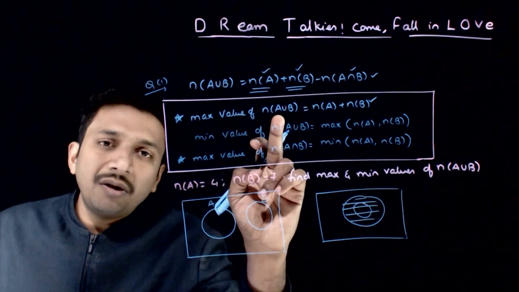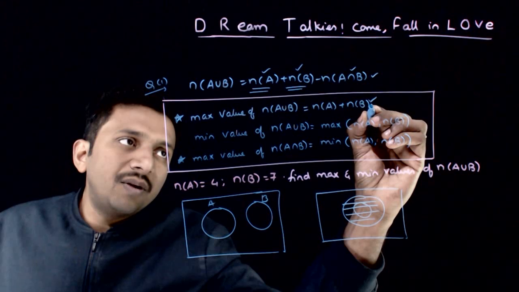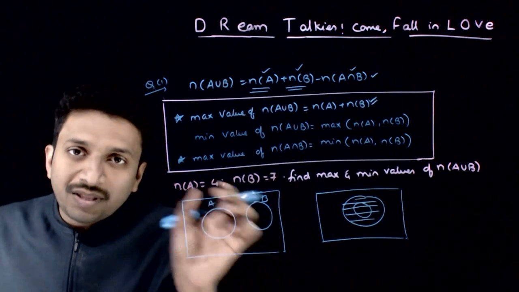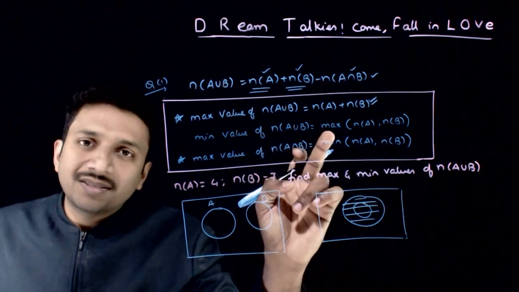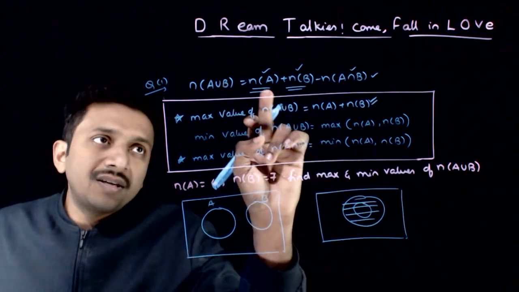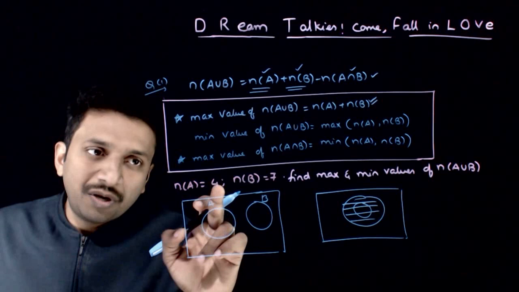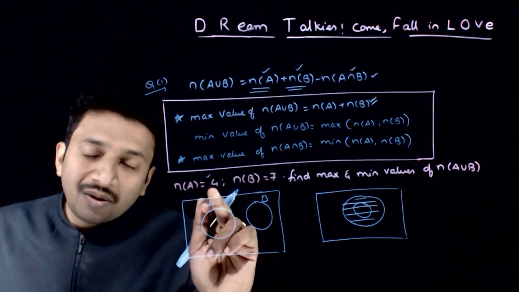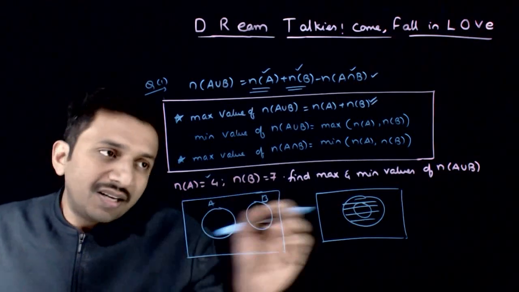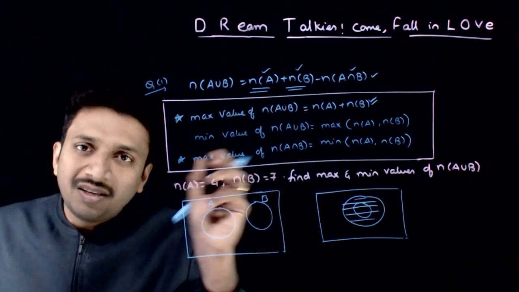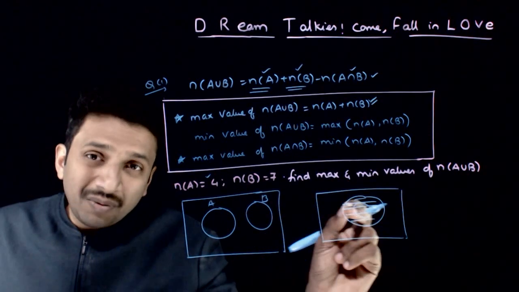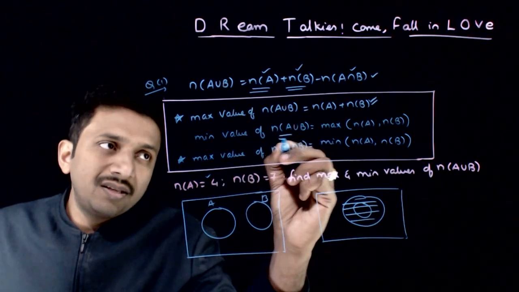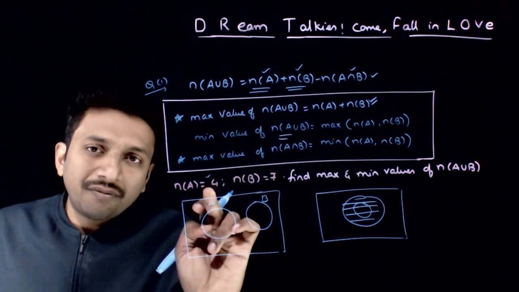So the maximum value of n of A union B will be equal to n of A plus n of B when the sets are disjoint. The minimum value of n of A union B is the maximum of these two numbers, obviously because the smaller set will go inside the bigger set. So A union B will be the bigger set itself. Hence the minimum value of n of A union B is the maximum of n of A and n of B.